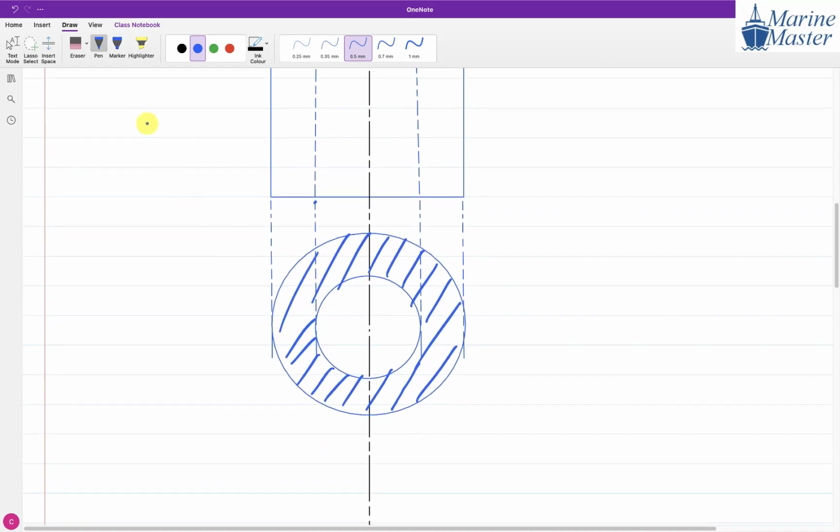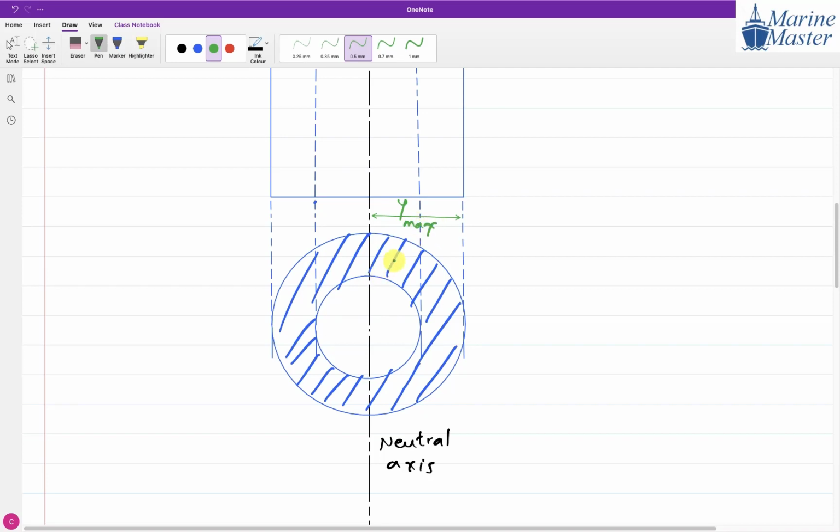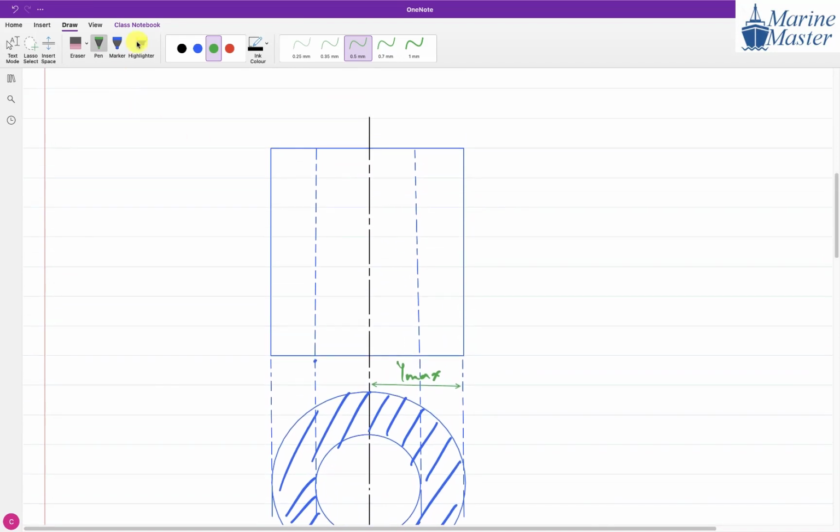Now in this view, tell me, this axis denotes what? Neutral axis. And the distance of the outer fiber from the neutral axis will be what, guys? This distance is Y max. One minute, let me draw it properly. So this distance we will show as Y max.